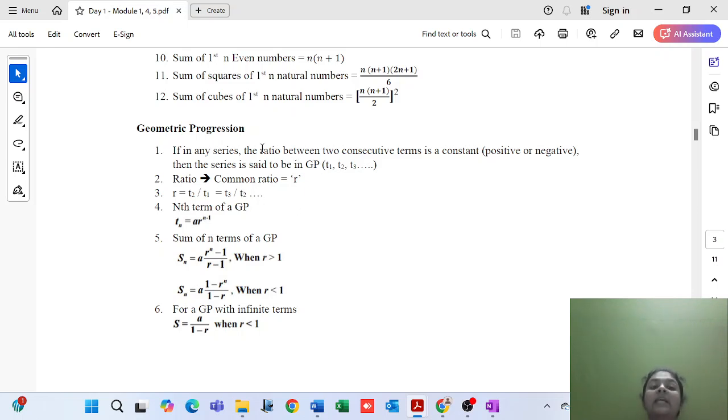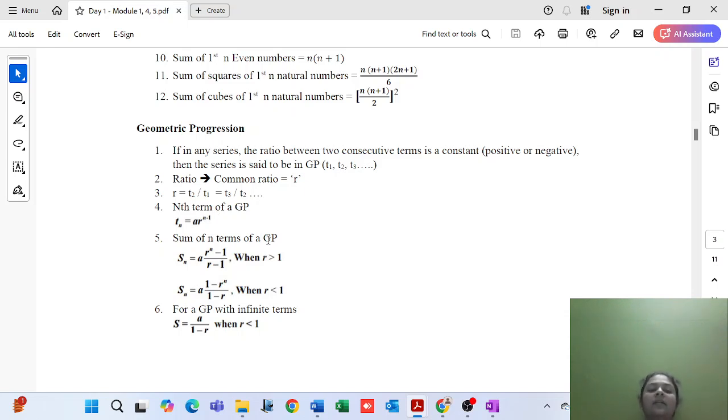So if in any series the ratio between consecutive terms is a constant, then it is said to be in a GP. This ratio is referred to as the common ratio, where the ratio is given as T2 divided by T1, or T3 by T2, or T4 by T3, and so on. Now the next 3 formulas are going to be very important. The nth term of a GP is given as Tn is equal to A into R power n minus 1, where A is the first term. A into R power n minus 1.